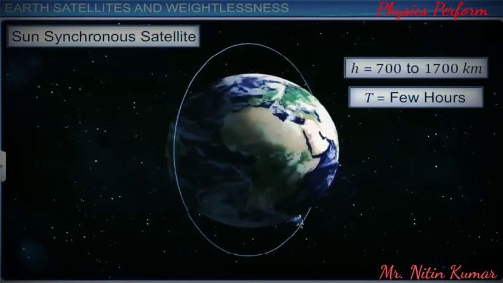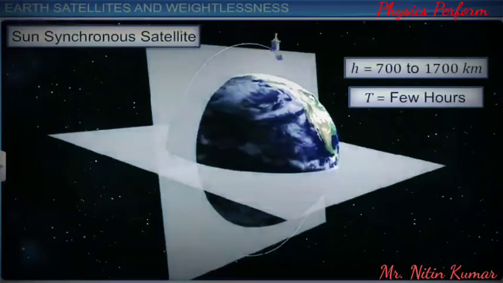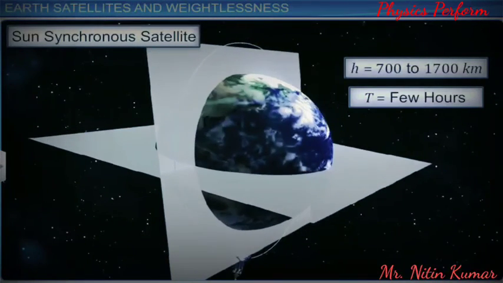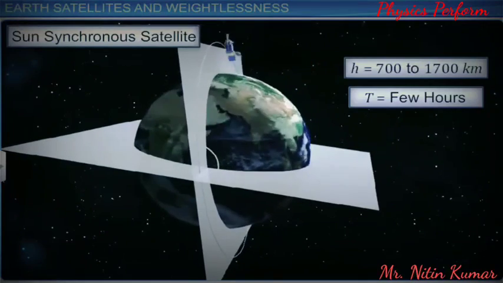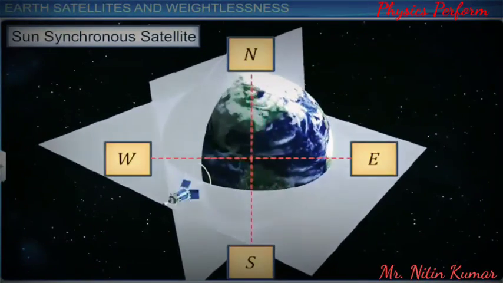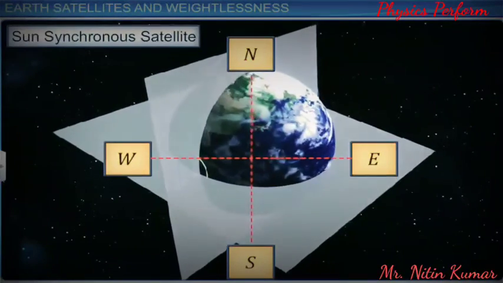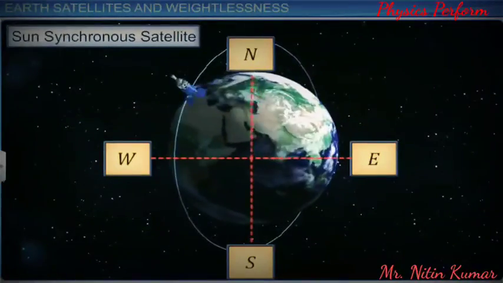The orbit of these satellites is such that the satellite moves in a plane that is near normal to the equatorial plane, moving closely over the poles of the Earth for every revolution, while the Earth rotates in the west to east direction.